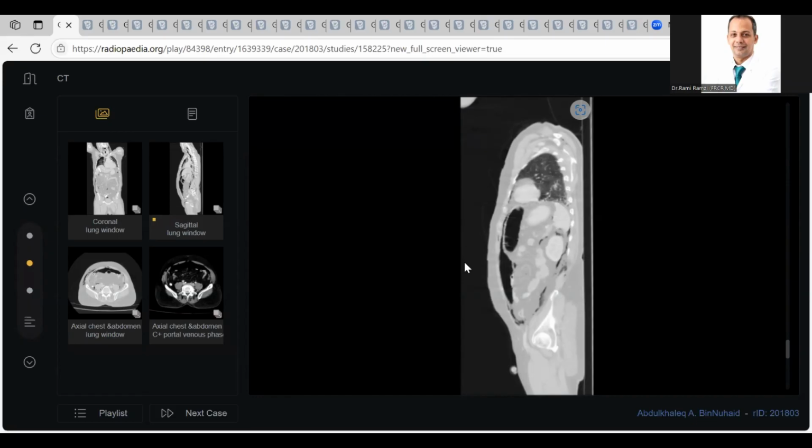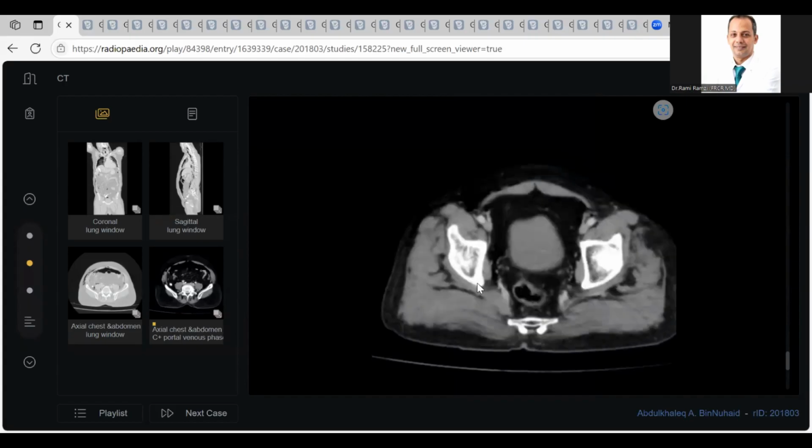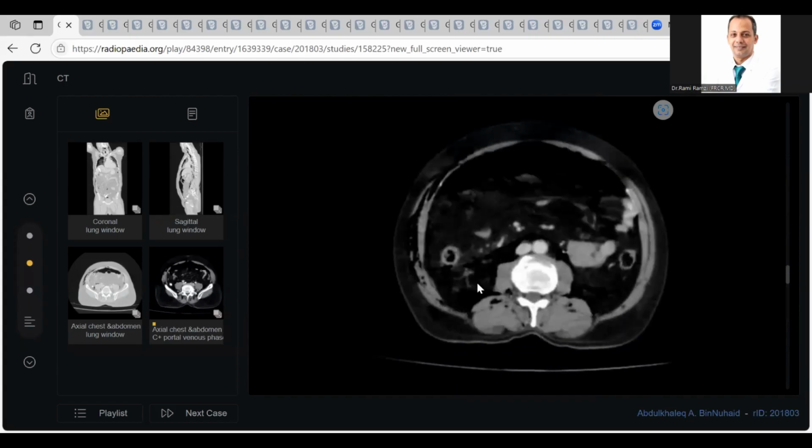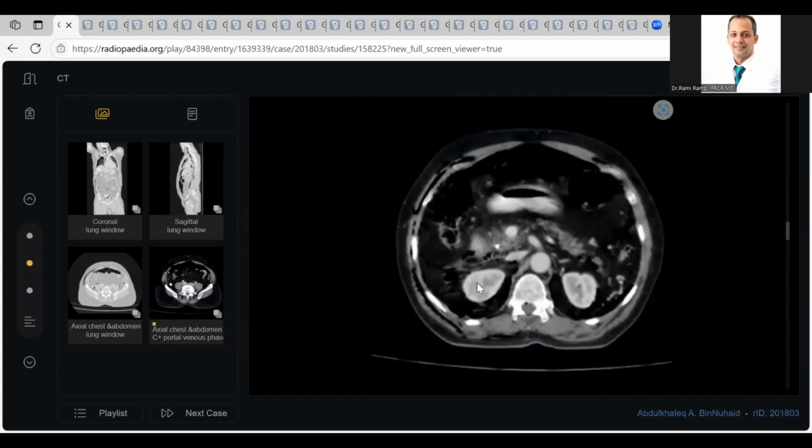With this finding of pneumoperitoneum and pneumoretroperitoneum, right lower lobe collapse and a hepatic lesion, I would like to know the history of the patient and of the procedure which was done. No history is available, but you have some finding.